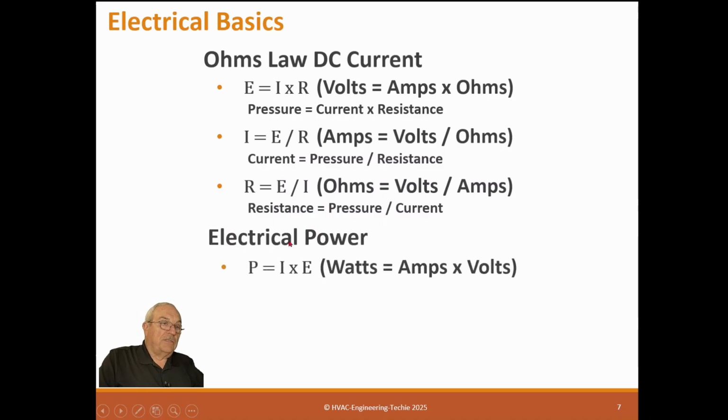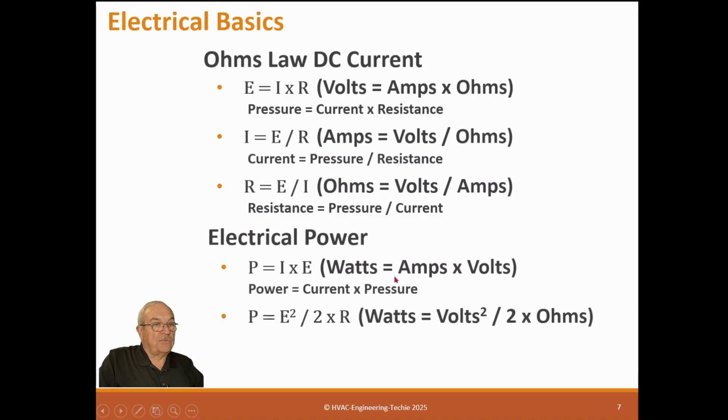Electrical power is P equals I times E, where P stands for watts: amps times volts, power equals current times pressure. P equals E squared divided by R, that's watts equals volts squared divided by the ohms, if you want to use ohms. Much easier to use this one.